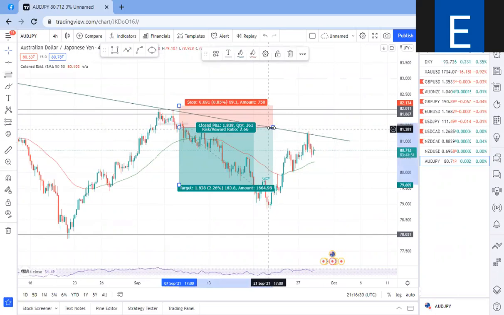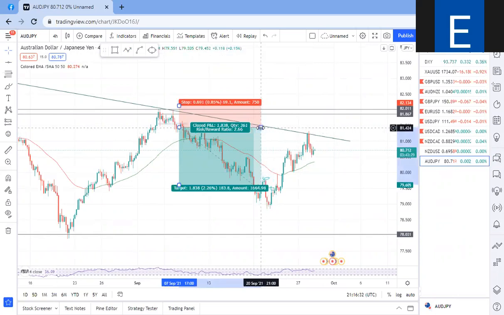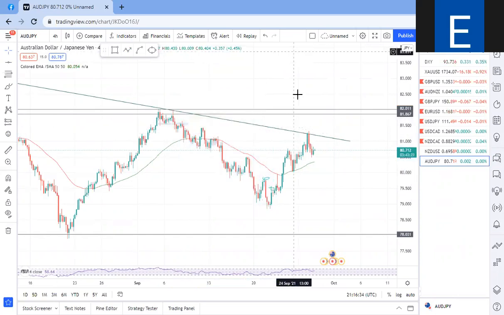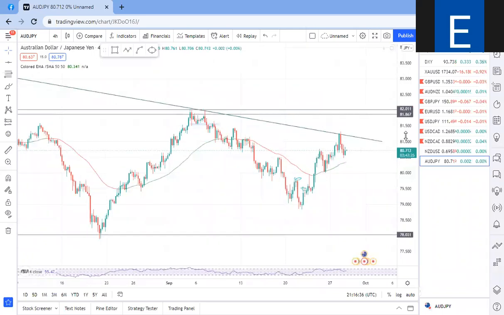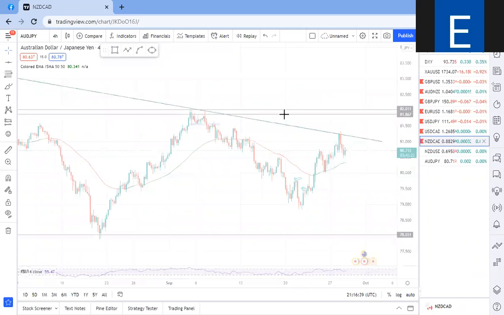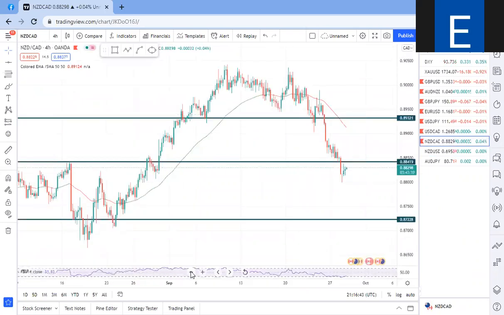I was trying to become Mr. Sniper Entry, but I got stopped out on every single trade I took. I won't lie, every single trade I took.